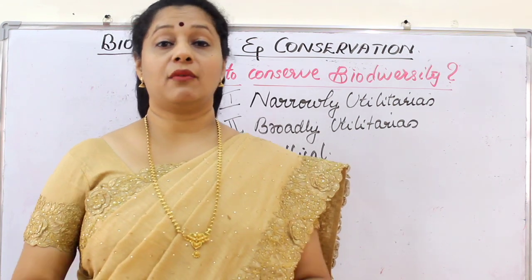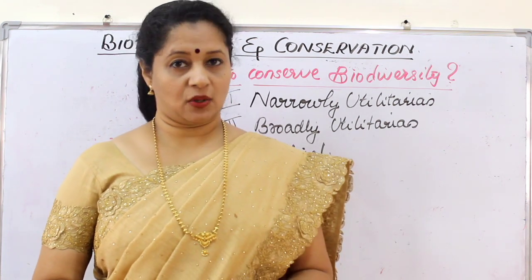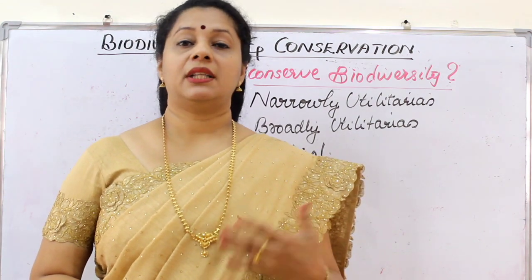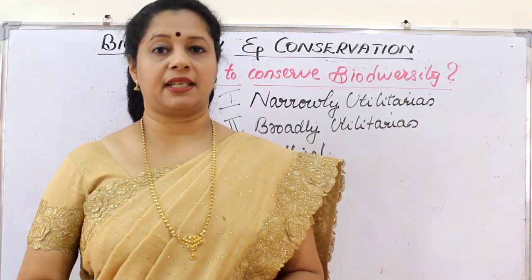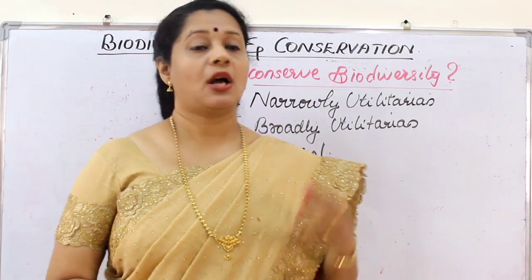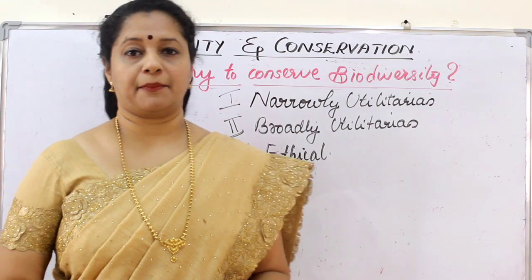We discussed the 4 reasons for biodiversity loss. They are called the evil quartet. Now we have to think about the ways of conserving biodiversity. But before we think about that, we have to convince ourselves why we should conserve biodiversity.